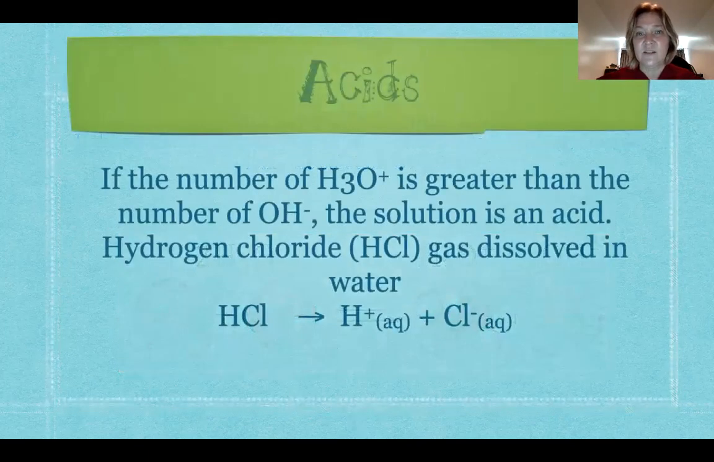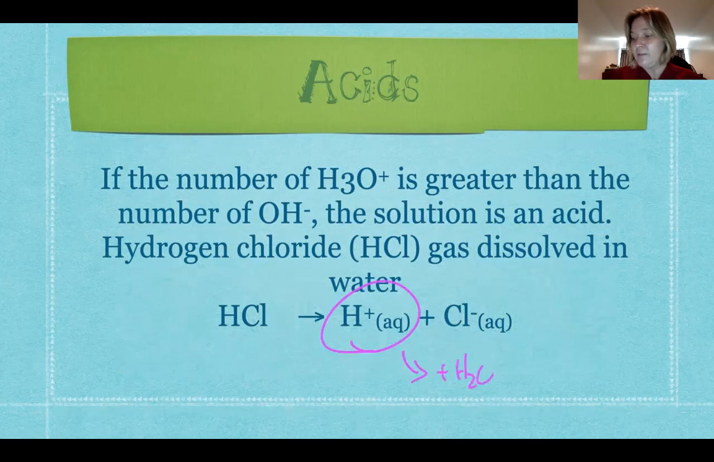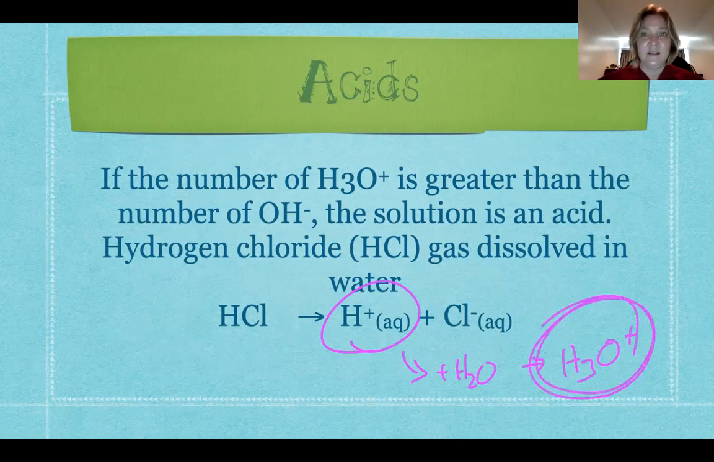So what are the characteristics of acids? If the number of hydronium is greater than the number of hydroxide, then the solution is an acid. So another example is if we take hydrogen chloride gas and we dissolve it in water. What happens is the hydrogen and the chloride split up. So you see this hydrogen ion that's immediately going to react with water to form hydronium. And this is what makes it an acid.